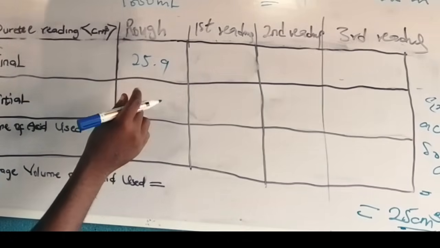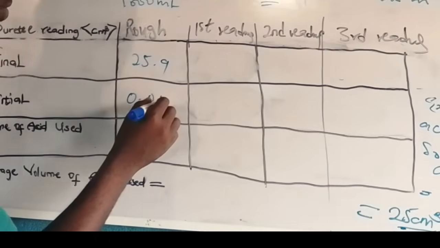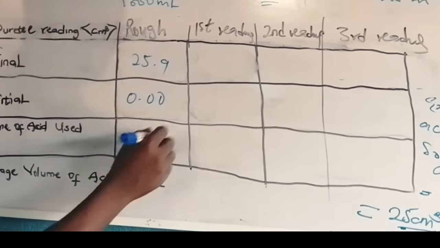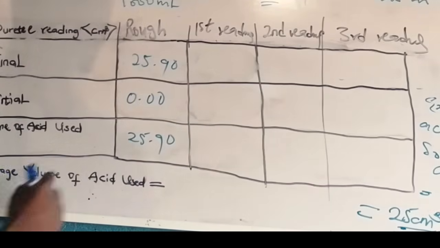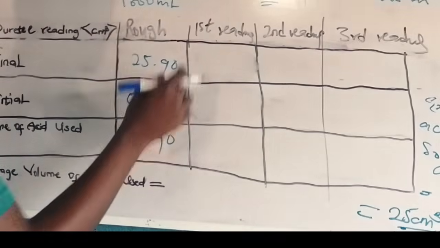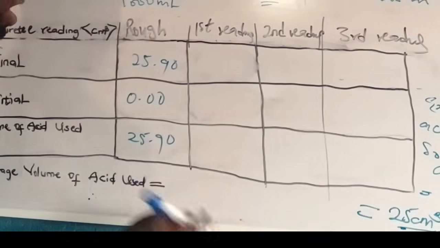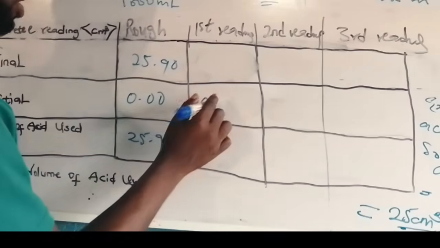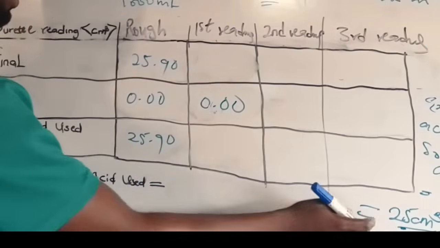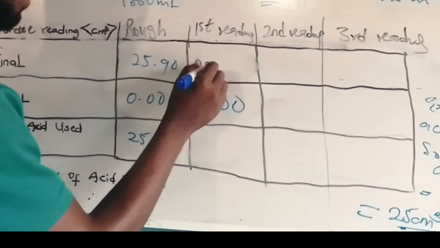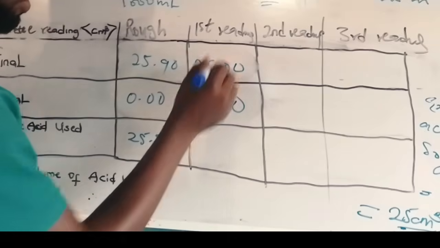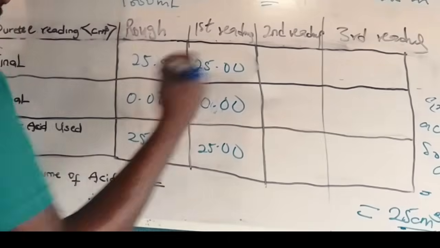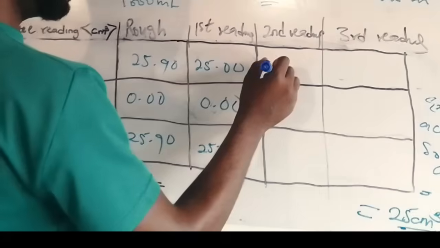25.9, and here you put 0.00, then you come here and put 25.90. Okay, 25.90. Now since this is your rough, you will now come here using the value you have here. You can now do your initial to be 0.0. Then you come here and do 25.00, and you come here and do 25.00 as well.